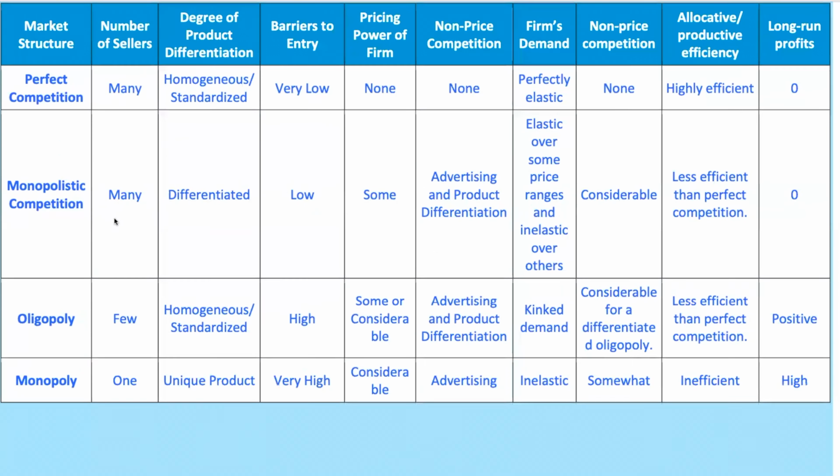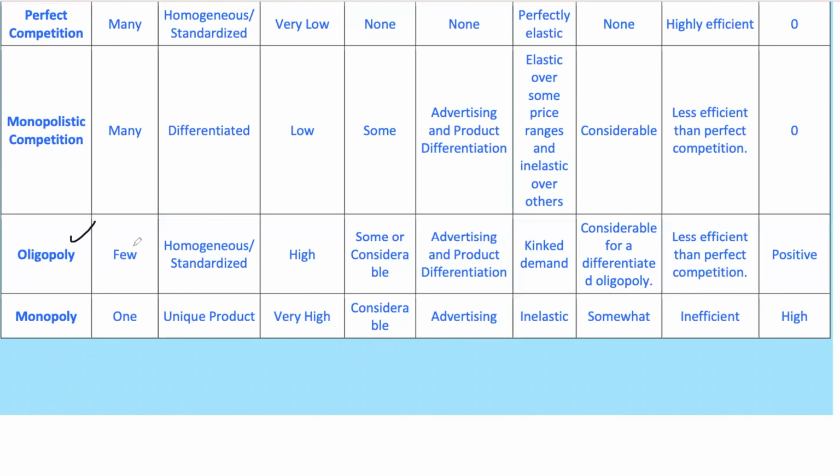Third is oligopoly. Oligopoly is characterized by few sellers, homogeneous or differentiated products, high entry barriers, some pricing power. Firms are interdependent and often consider rivals' actions when setting prices. The airline industry is a classic example, where a few major airlines dominate the market and closely watch each other's pricing and service offerings. Other examples include the automobile industry and telecommunications.